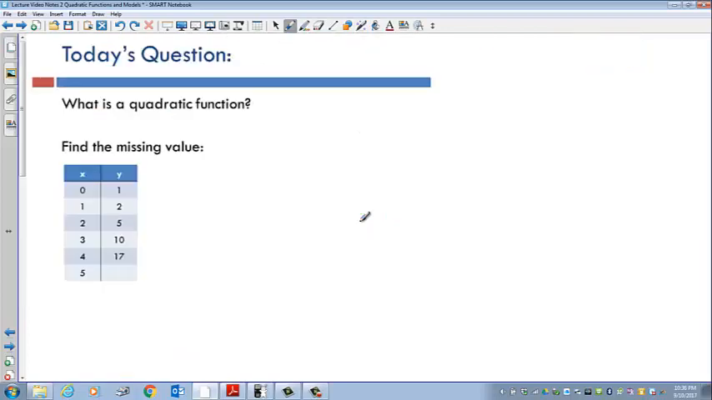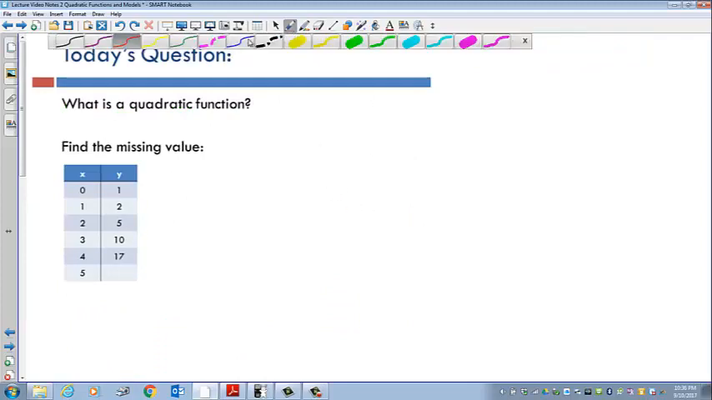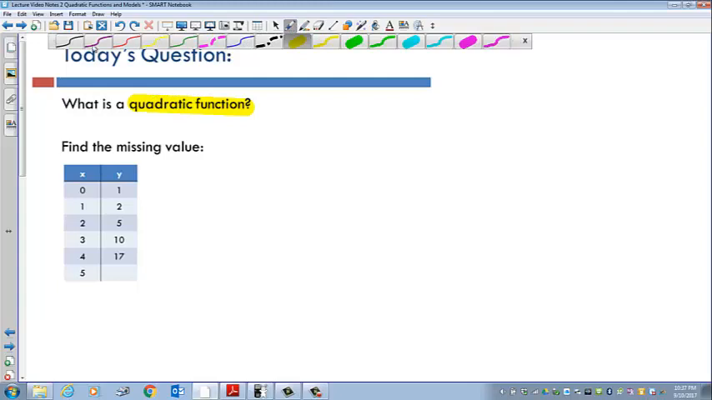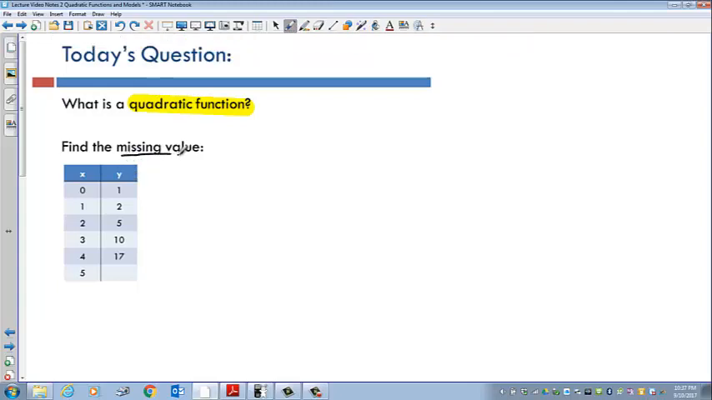Let's move on to today's question. Today we really want to focus on what are called quadratic functions. So what is a quadratic function? To try to motivate the answer to this question, let's take a look at this table and try to find the missing value. If you look at this long enough, I think you could probably guess what that value might be.